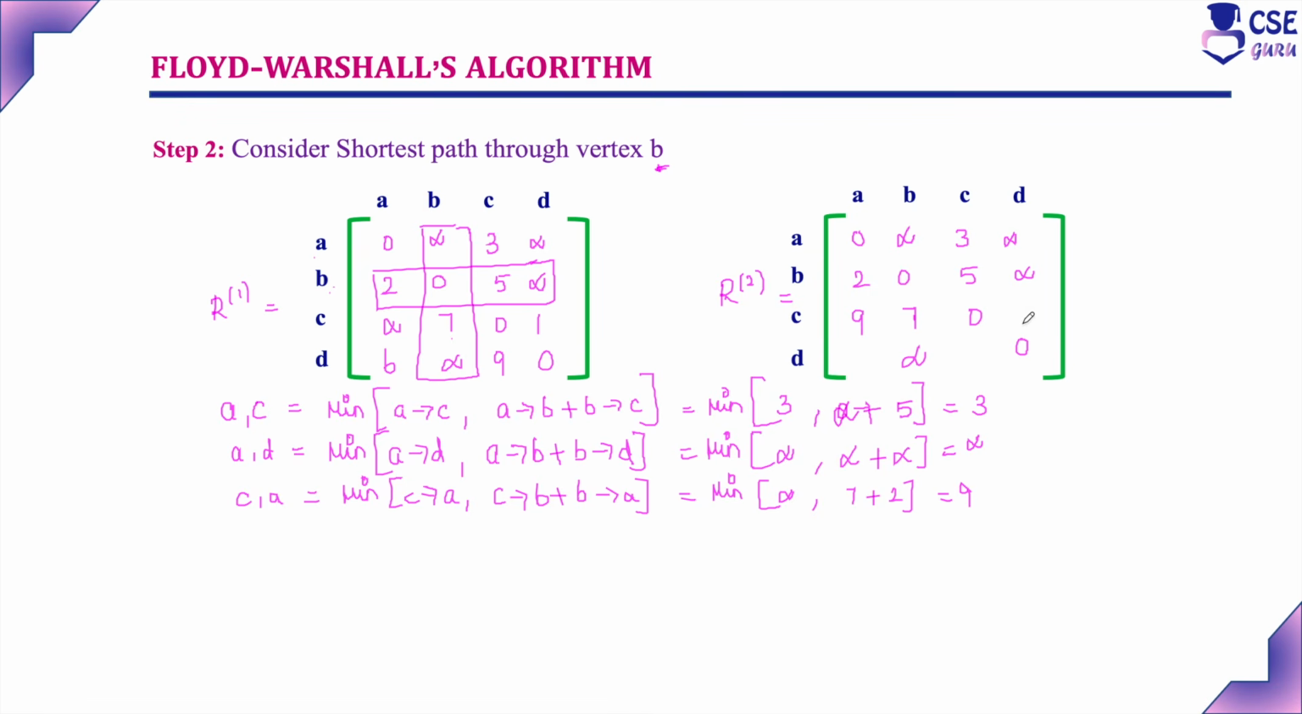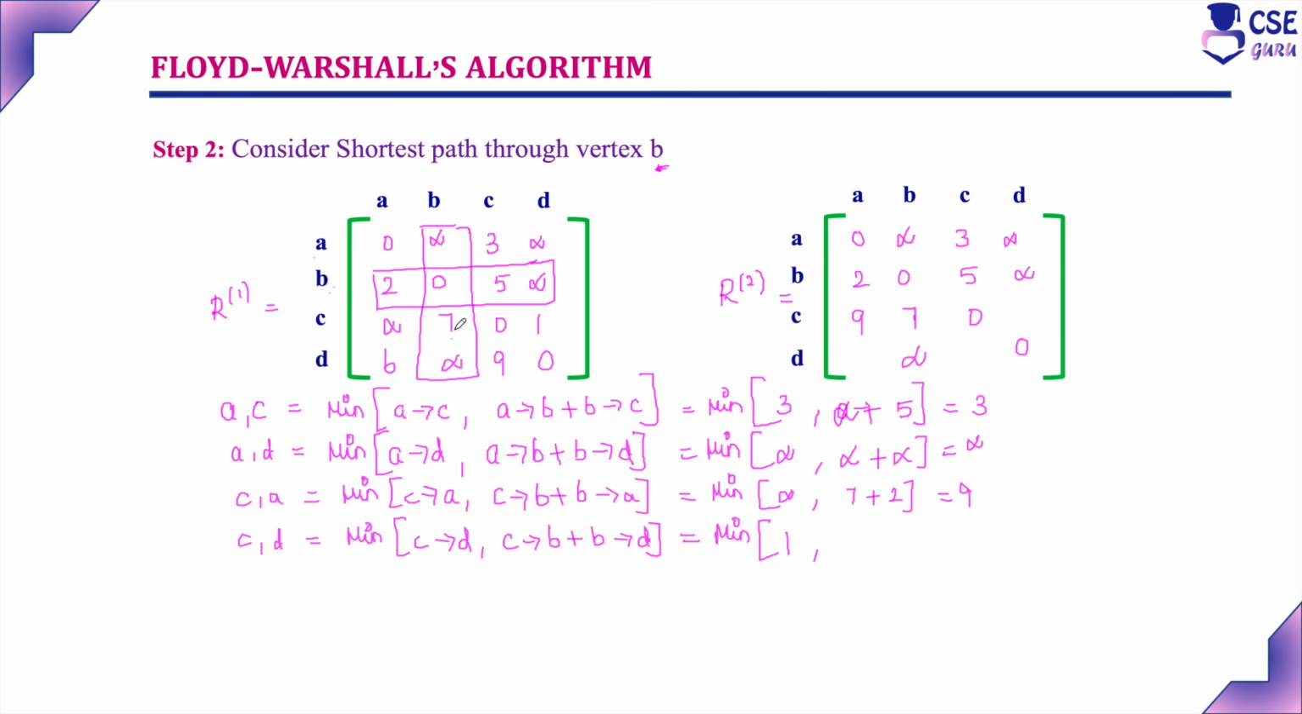Next C to D we need to find. Minimum of C to D, through the vertex B. So C to B plus B to D. So we will get C to D as already 1.